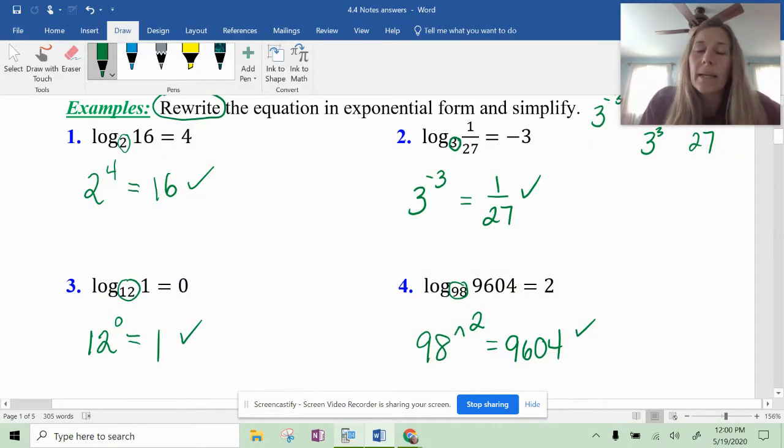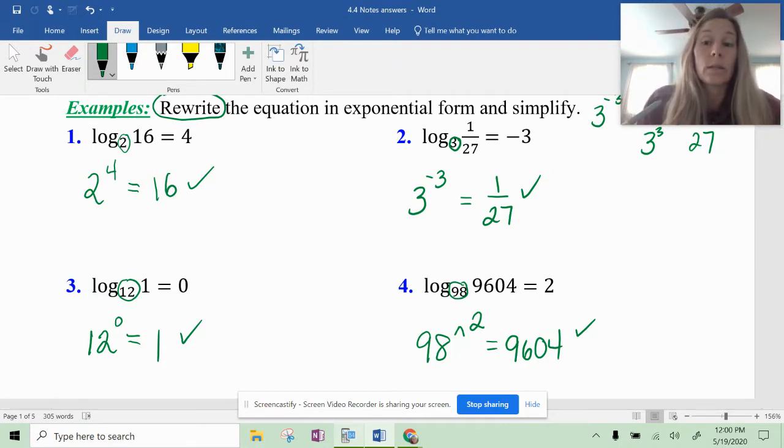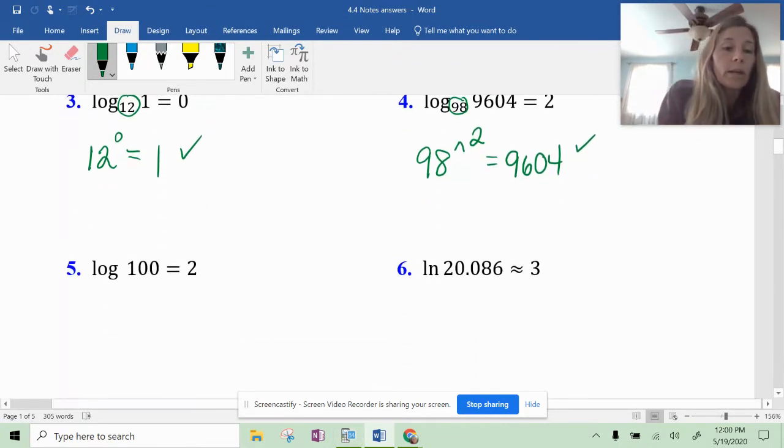So we're just rewriting these in exponential format because it's something we're more used to and it will make a little bit more sense to us. Okay, number 5. Now this one you might be saying, wait a second, there is no base here.